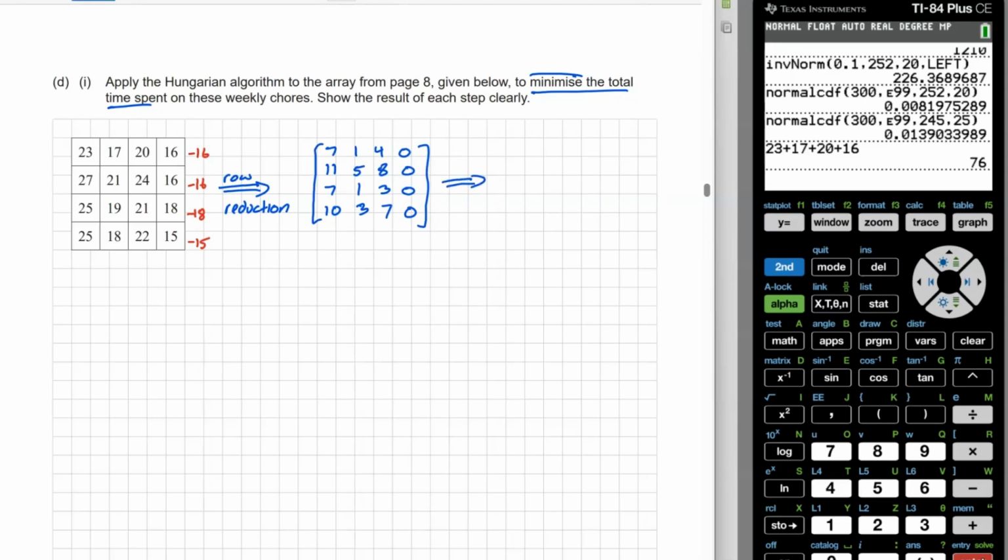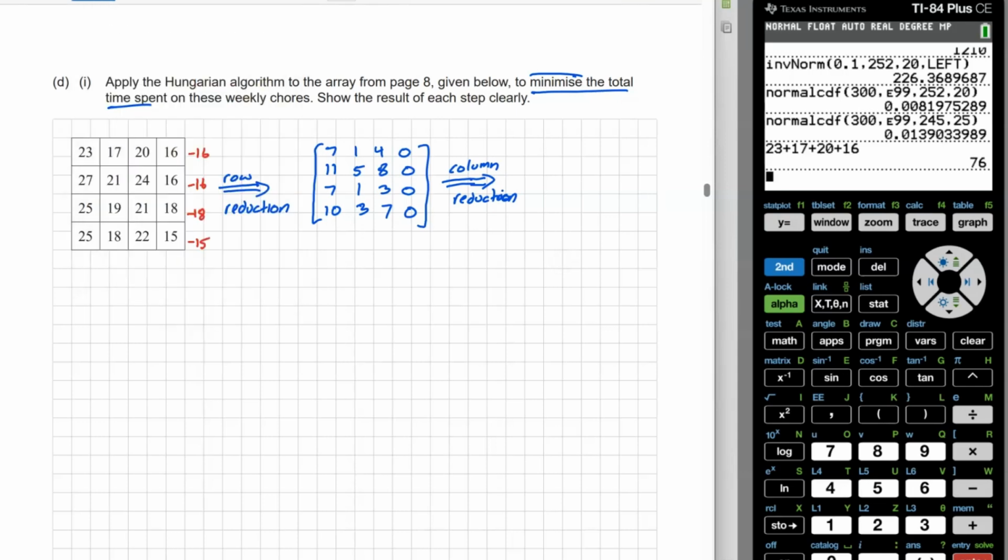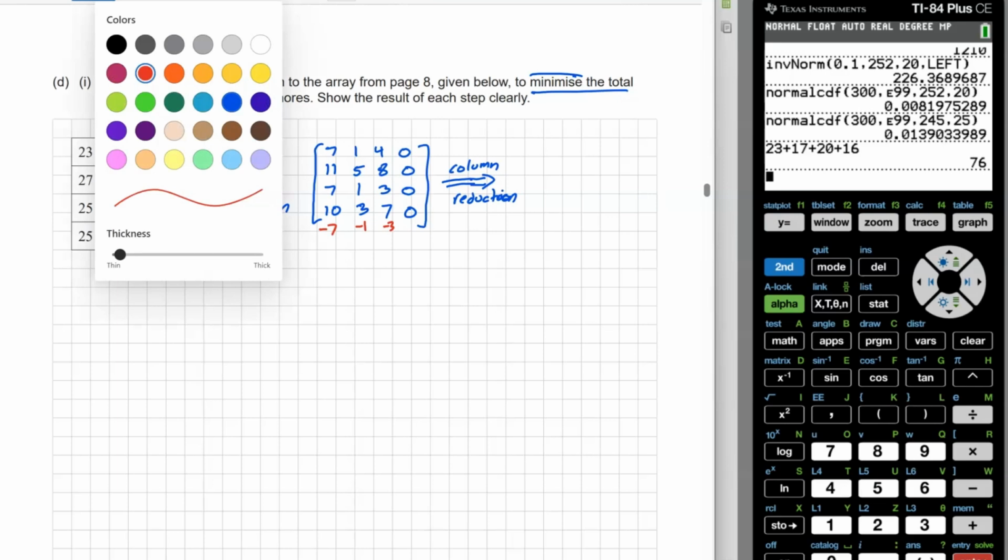Next one is going to be a column reduction. A similar idea, but now we're going to go down each column, find the smallest number, and then subtract that from each element in that column. So I've got a 7 here, which I'm going to subtract. I've got a 1, is that a 3? And then we don't do anything to that last column.